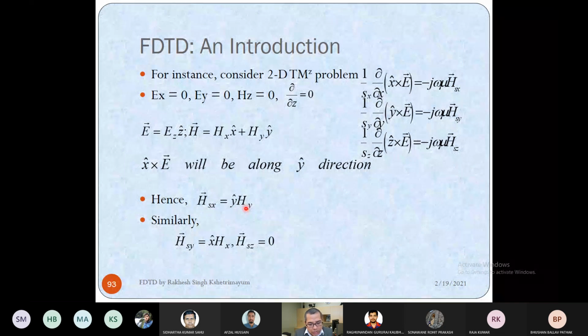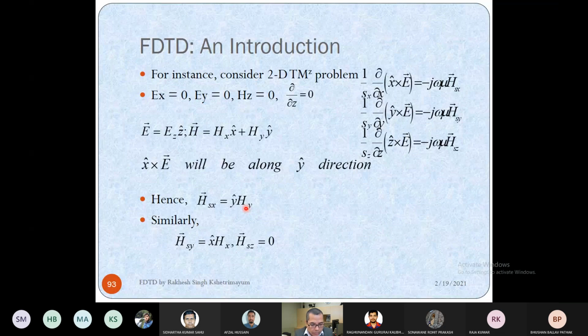Similarly, when I do cross product of Y unit vector with Ez, electric field has only Z component. Y cross Z will give you only the X component of the magnetic field. So I can write H split Y is equal to X hat Hyx. So this makes physical meaning here for this particular problem, but usually this split X, split Y, and split Z doesn't have any physical meaning. But here for this 2D TMZ problem, it is making sense. So H split X is Hy and H split Y is Hx.